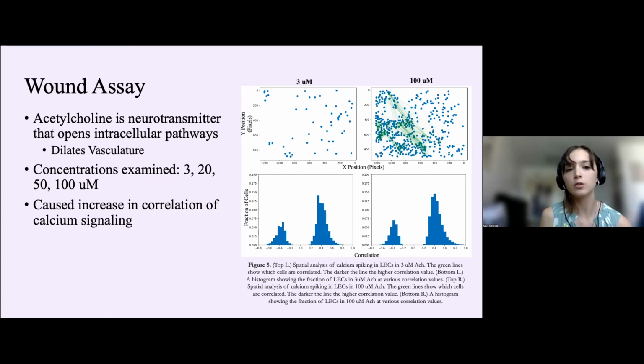And why we used acetylcholine is that it's a neurotransmitter that binds to intracellular pathways that open up communications, because this encourages dilation of different vasculatures, such as blood vessels, lymphatic vessels, and other vessels in the body. The four different concentrations we used were 3, 20, 50, and 100 molar. And while there may not have been a significant increase in the fraction of cells spiking, there was definitely an increase in the correlation.